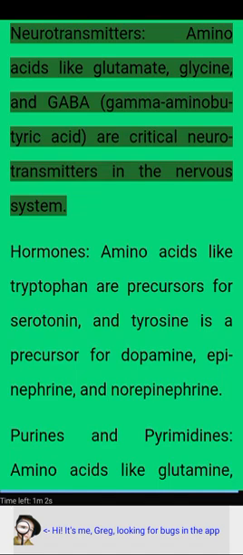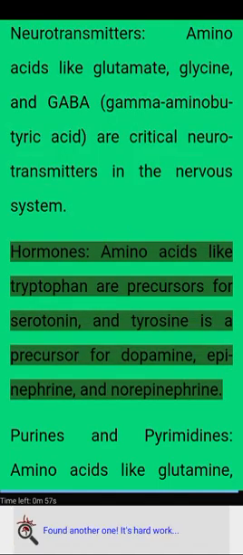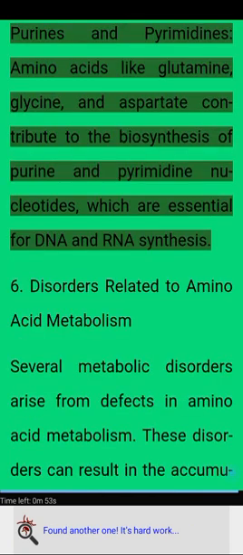Neurotransmitters. Amino acids like glutamate, glycine, and GABA, gamma-aminobutyric acid, are critical neurotransmitters in the nervous system. Hormones. Amino acids like tryptophan are precursors for serotonin, and tyrosine is a precursor for dopamine, epinephrine, and norepinephrine. Purines and pyrimidines. Amino acids like glutamine, glycine, and aspartate contribute to the biosynthesis of purine and pyrimidine nucleotides, which are essential for DNA and RNA synthesis.